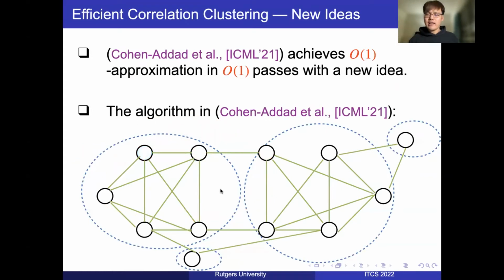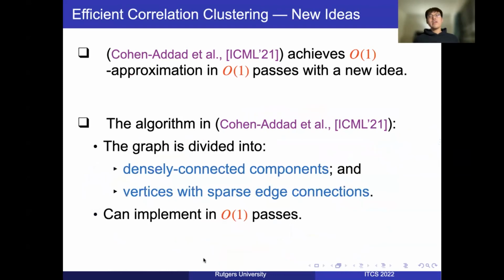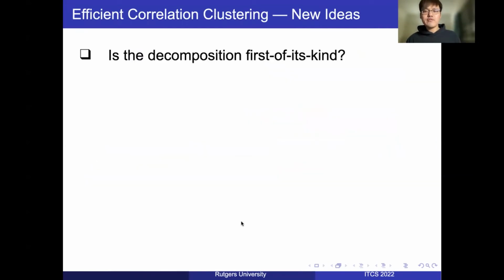So now let's step back a little bit. If we look at this clustering result, we will find that the algorithm puts these densely connected vertices together and standalone vertices apart. In other words, their algorithm implicitly divides the graph into 2 types of vertices. The first are densely connected components, and the second type are vertices with sparse edge connections, and they implemented this with 6 passes. So now our observation is: is this kind of decomposition the first of its kind? The answer is no.